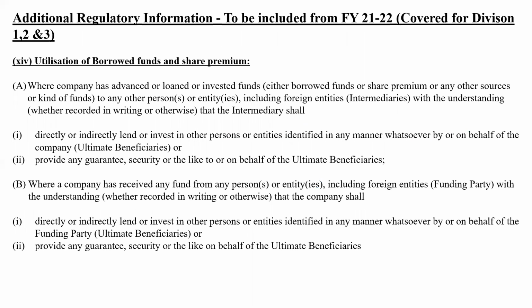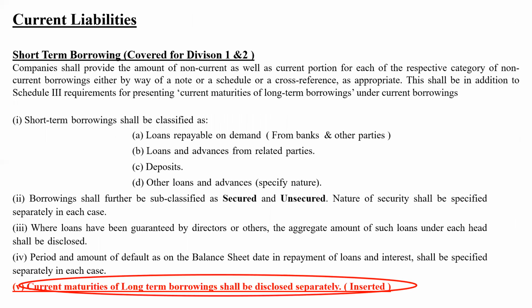Next, utilization of borrowed funds and share premium. From financial year 21-22, additional disclosures now have to be provided in the financials, like how much utilization of borrowed funds and share premium there is, and where the company has advanced any loan, investment or funds to foreign entities, or to any other person or entities. That has to be provided, whether directly or indirectly lent or invested in any other person, along with the ultimate beneficiaries, or any guarantee or security.